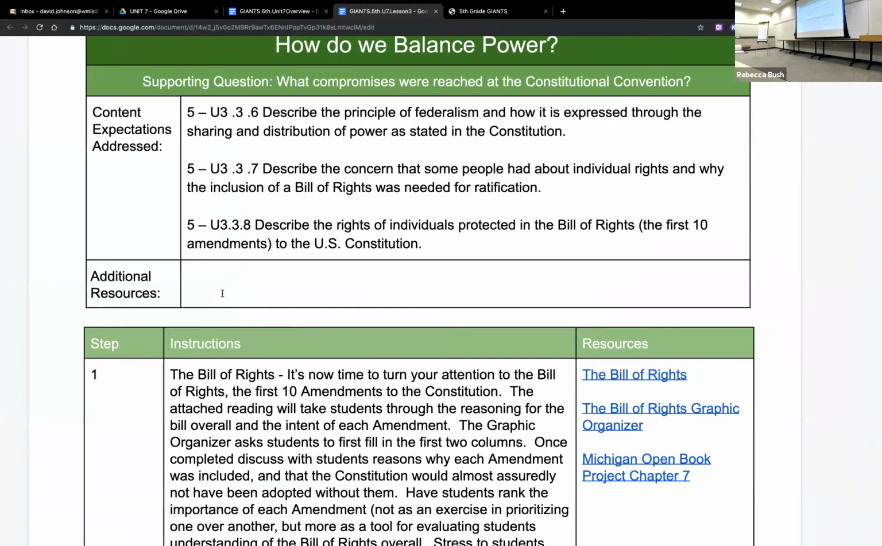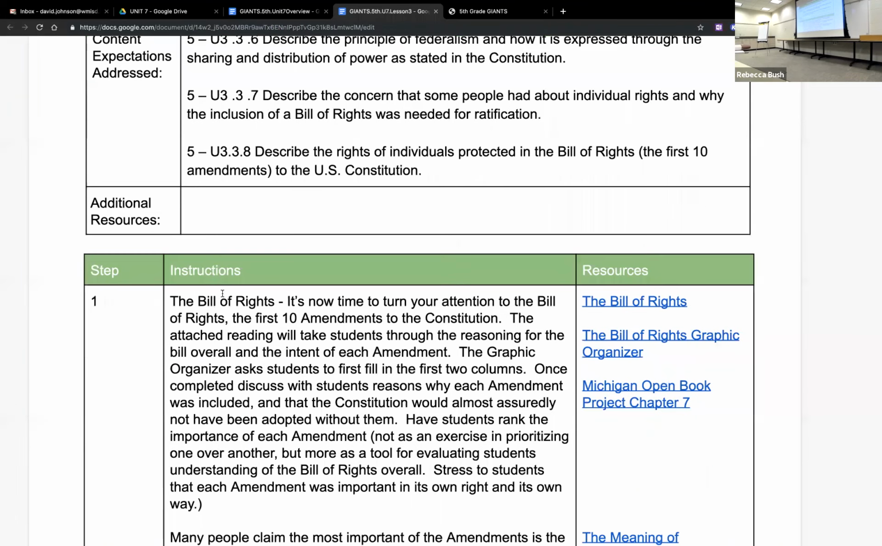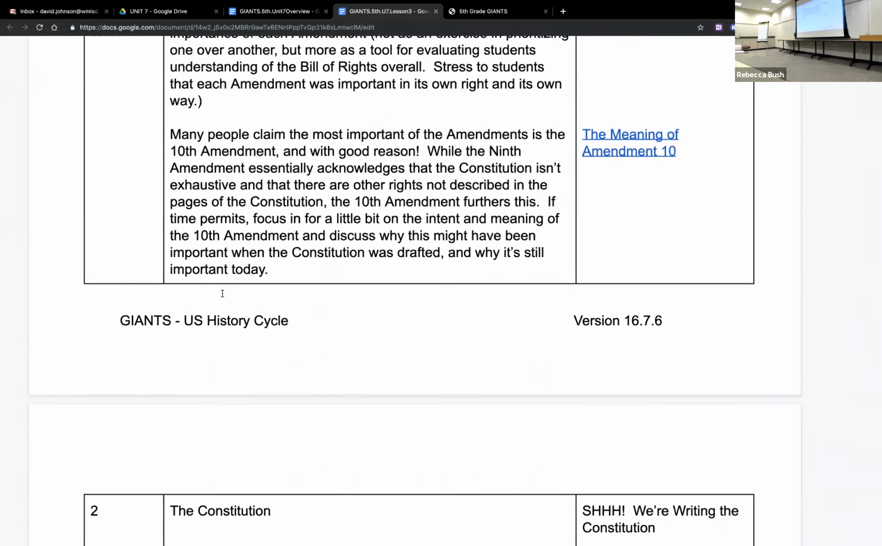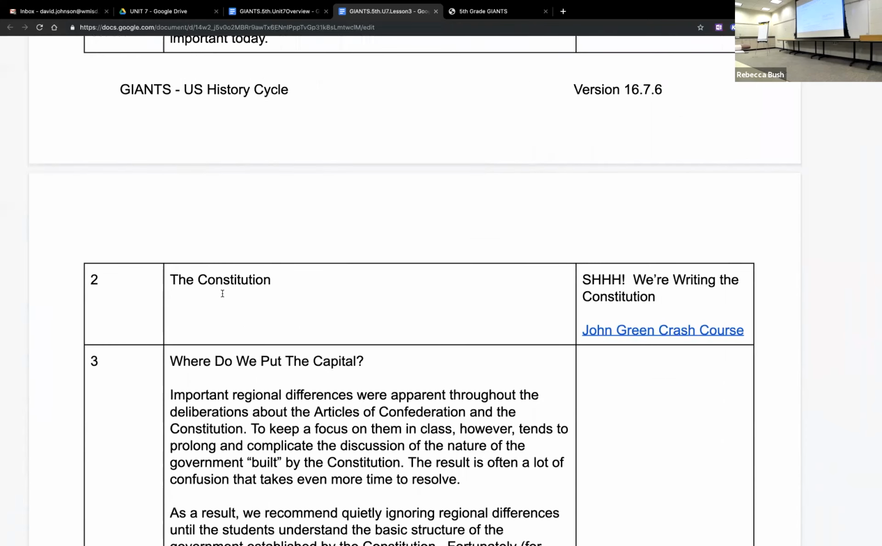So I have given you guys tools and resources to be able to go through all of them with kids. My hunch is a lot of you kind of touch on all of them anyway. A little bit of a nod in here to Amendment 10, so you can have a discussion with kids about what it means, what it doesn't mean, what they think it means.